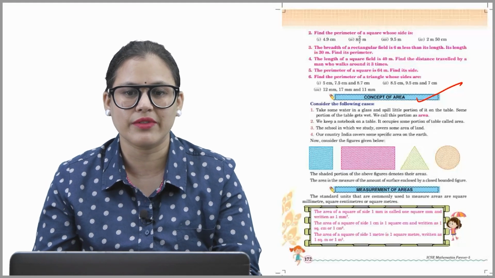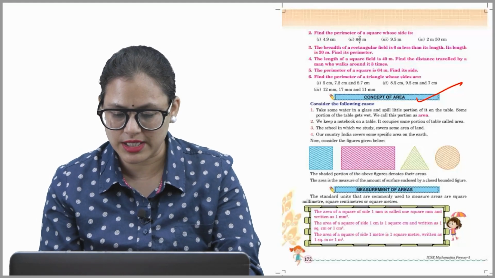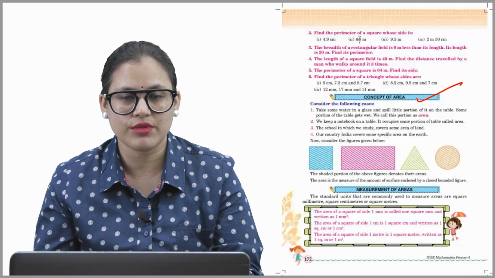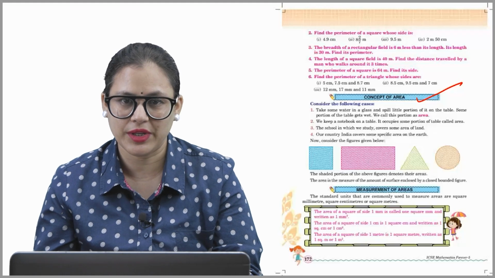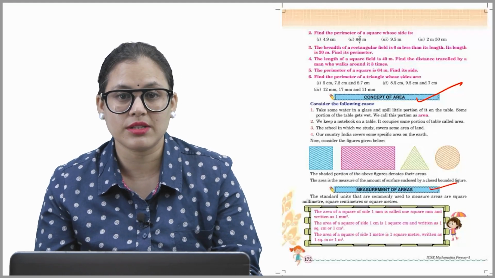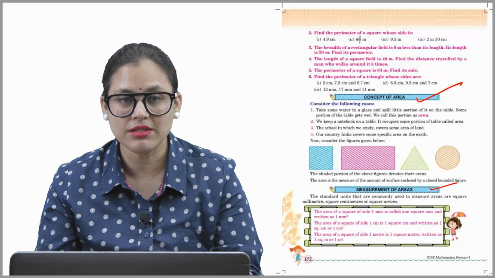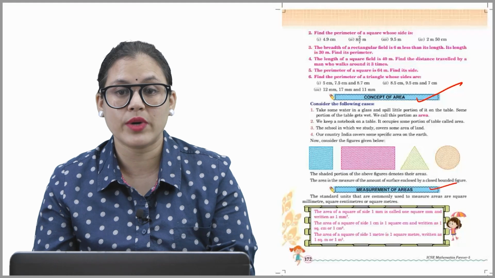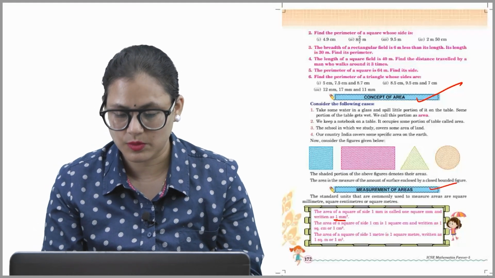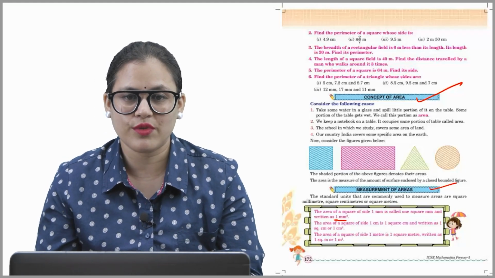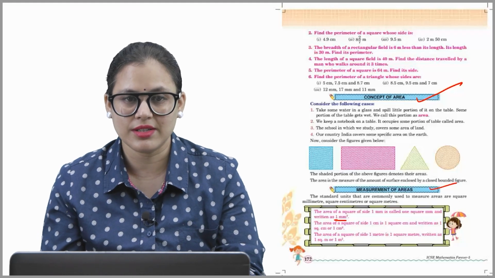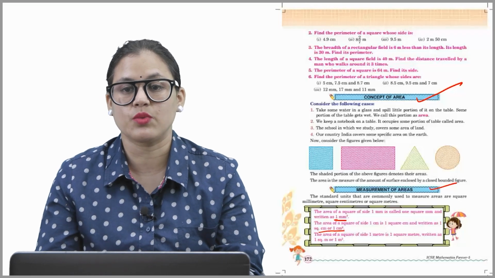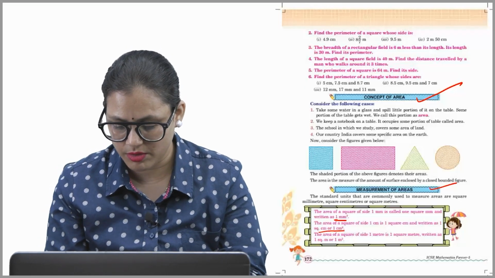Now consider the figures given below. The shaded portion of these figures denotes their areas. The area is the measure of the amount of surface enclosed by a closed bounded figure. Measurement of areas. The standard units that are commonly used to measure areas are square millimeter, square centimeter, square meter. The area of a square of side 1 millimeter is called 1 square millimeter and written as 1 millimeter square. The area of a square of side 1 centimeter is 1 square centimeter, written as 1 square centimeter or 1 centimeter square. The area of a square of side 1 meter is 1 square meter, written as 1 square meter or 1 meter square.